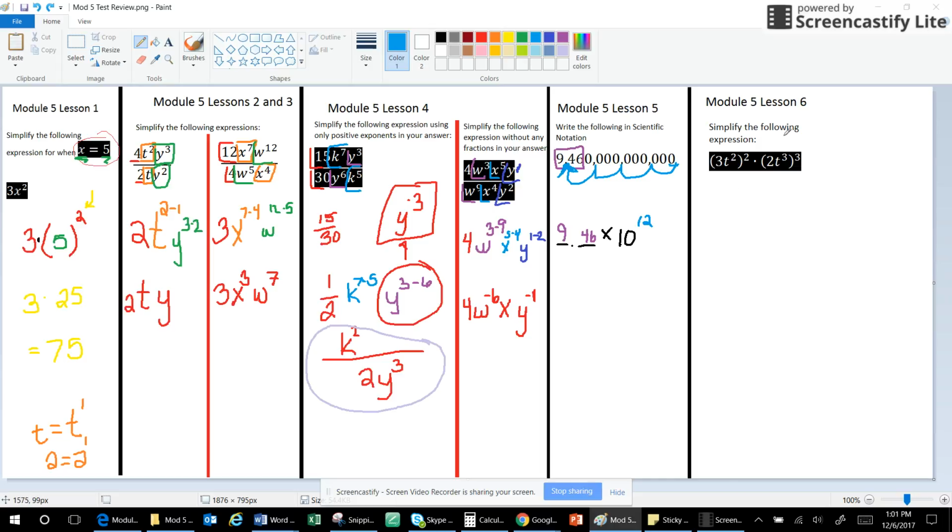And now we're on to Module 5, Lesson 6, the last of the problems. So go ahead and try this one on your own. Click Continue when you're ready to check your work.